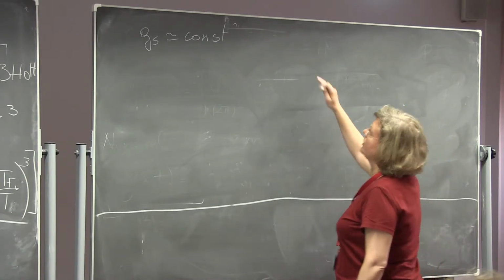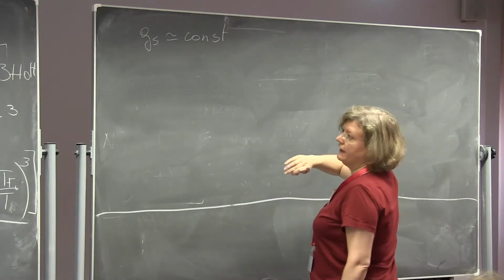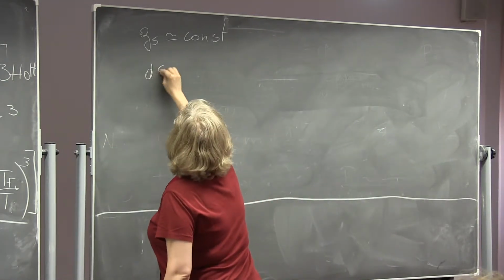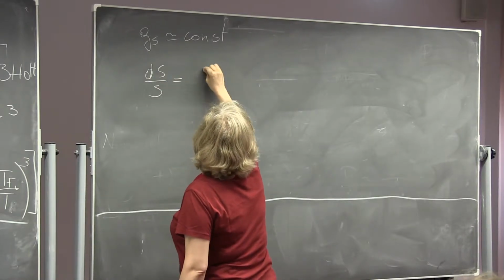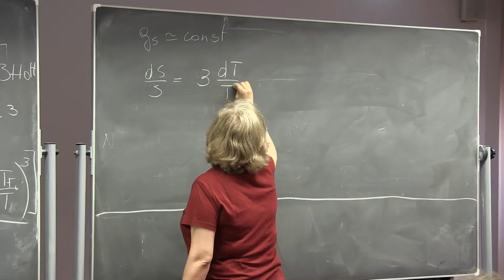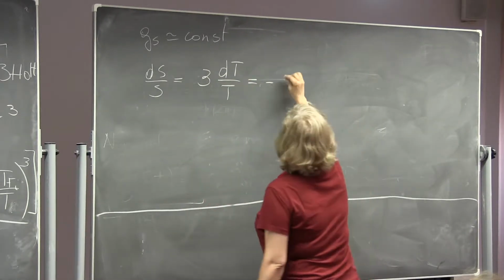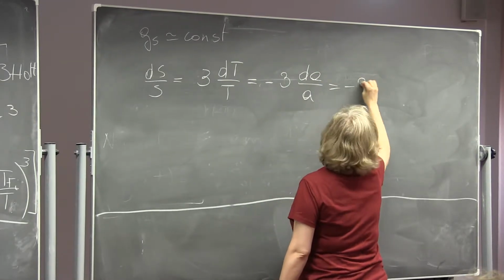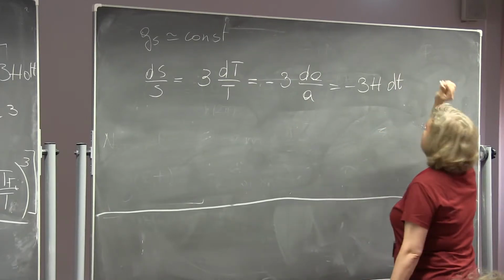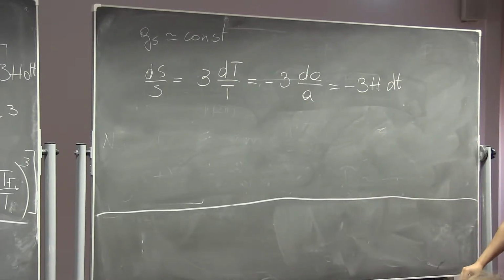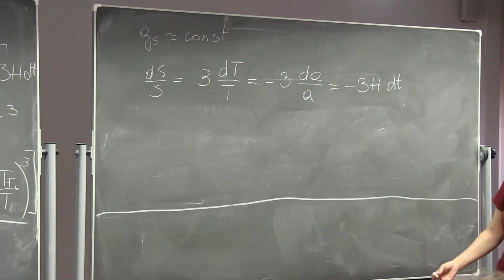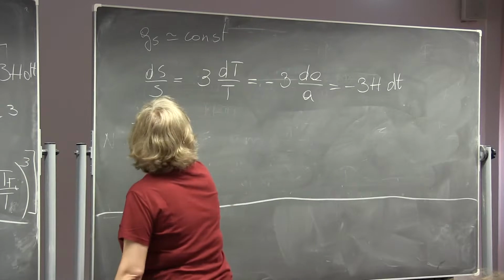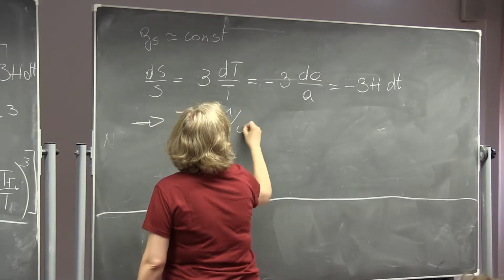So g is constant. We can immediately see that ds over s is nothing else than 3 dT over T. And this is equal to minus 3 dA over A, or minus 3H dt. This is immediately telling us that, as long as you have the same degrees of freedom, in order to keep the entropy constant, the temperature has to drop like the scale factor. So T goes like 1 over A.